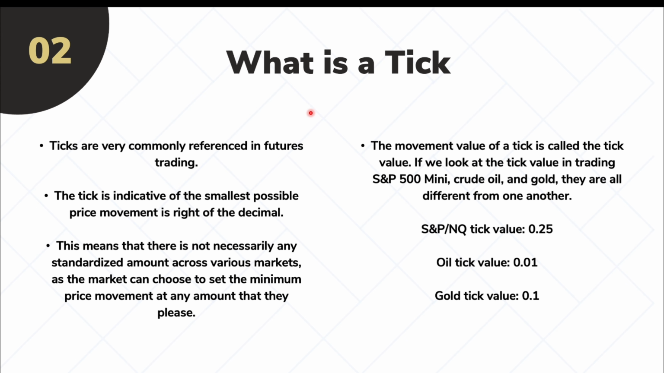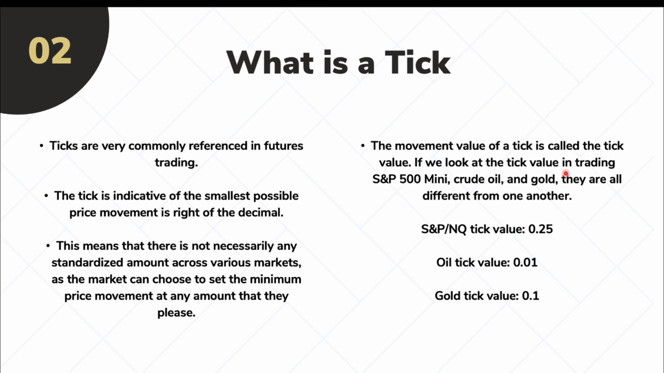Let's talk about what a tick is. Where pips are used in Forex trading, ticks are used in futures trading. The tick is indicative of the smallest possible price movement and is right of the decimal. It means that there is not necessarily any standardized amounts across various markets, as the market can choose to set the minimum price movement at any amount that they please. The movement value of a tick is called tick value.